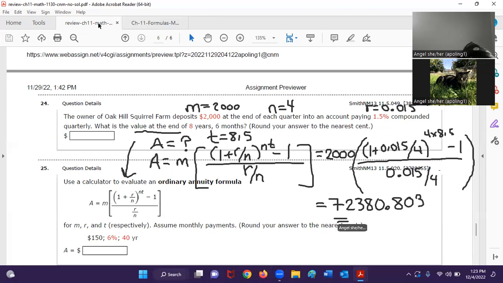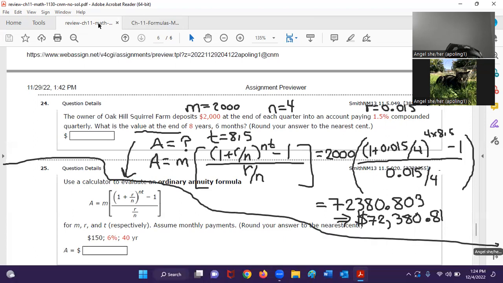This is equal to 72,380.803, which is $72,380.81. So let's see. So the owner of the Oak Hills Squirrel Farm will have $72,380.81 at the end of 8 years and 6 months. We do another round of that same equation for the last problem here.